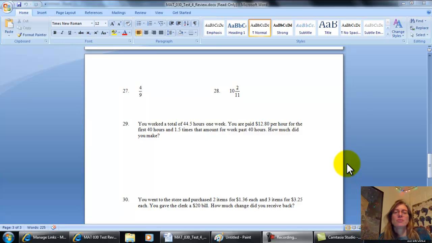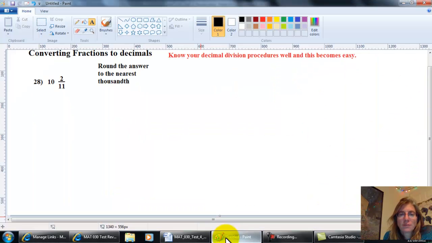Alright, this is problem 28, and we're just doing a mixed fraction into a decimal, and this is an example of when you get a repeating decimal for an answer. So I added a direction to this problem, which is round the answer to the nearest thousandth. So at the end, when we get there, we're going to round this answer.